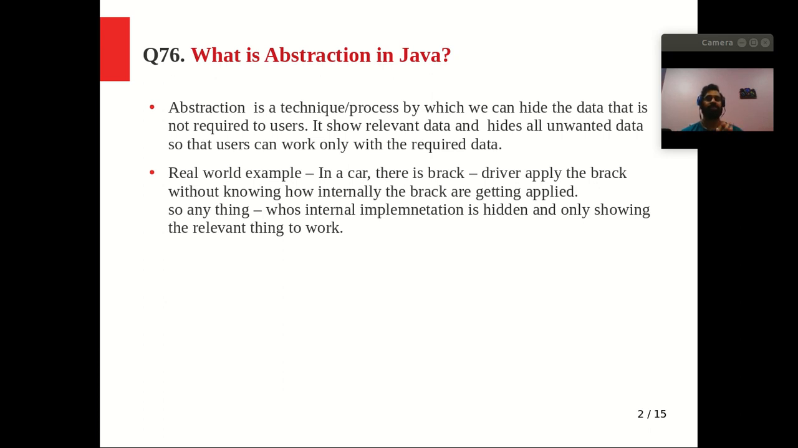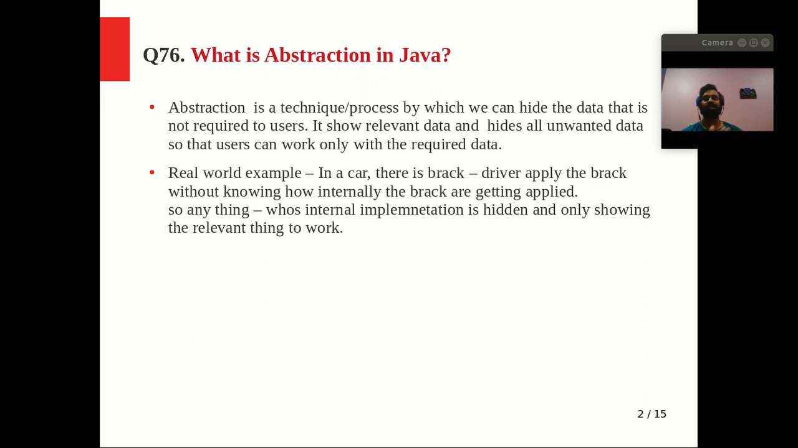Abstraction is one of the components of the OOPS concept in Java, and it is a technique or a process by which we can hide the data that is not required by the user. It only shows relevant data and hides all unwanted data so that the user can work only with the required data. So abstraction makes us focus on the required data and hides the main implementation. It only shows the required data and hides its implementation.